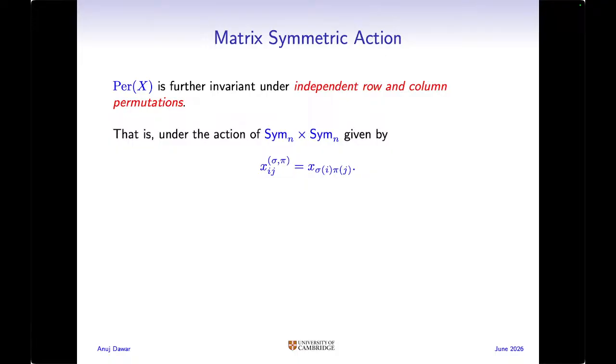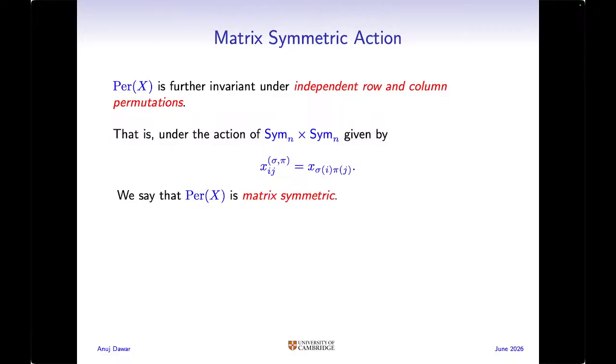The determinant is not, right? The trace certainly isn't. So we say that the permanent is matrix symmetric. This is my terminology, right? I'll call this matrix symmetry. So neither the trace nor the determinant are matrix symmetric.